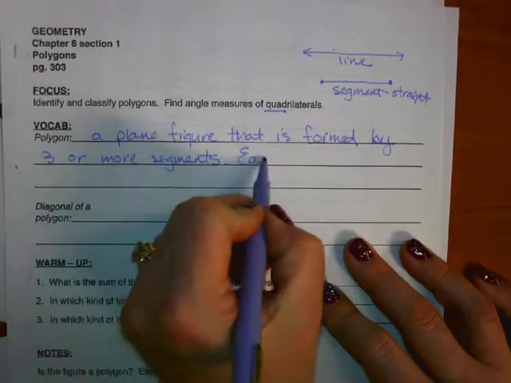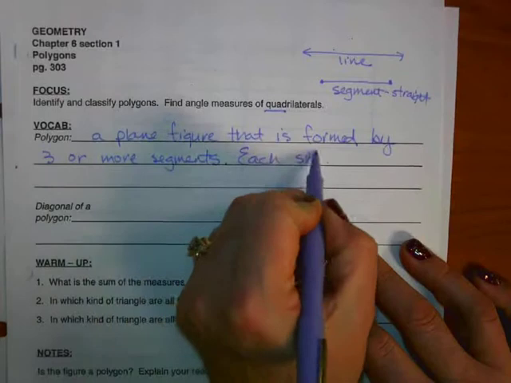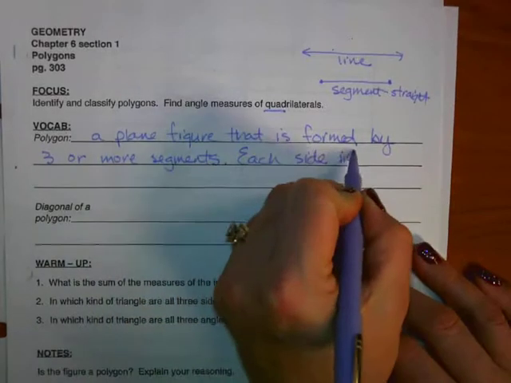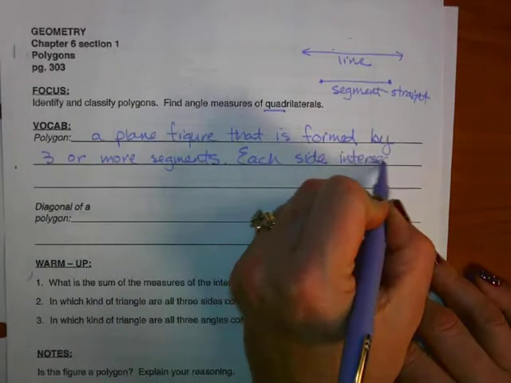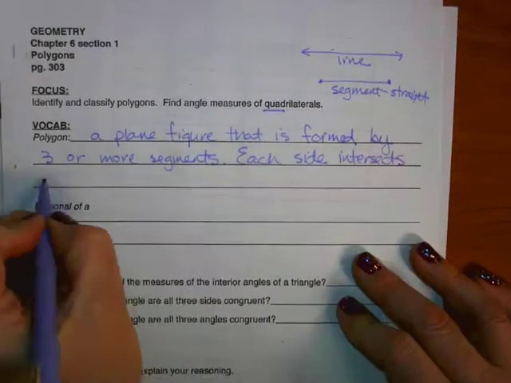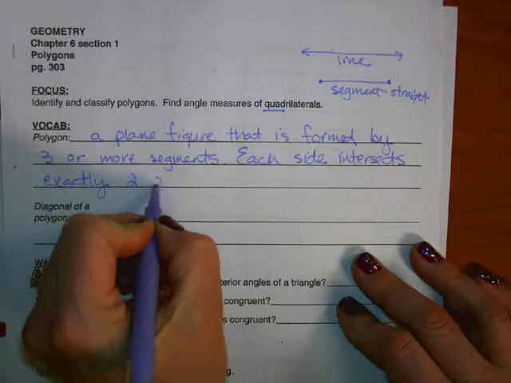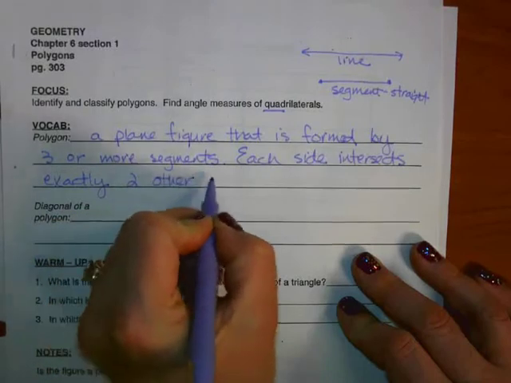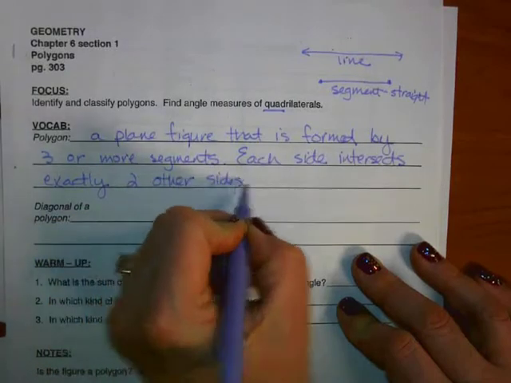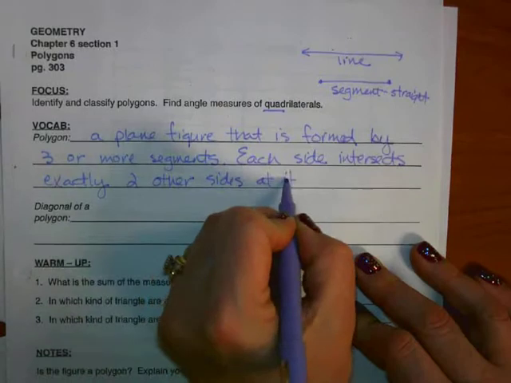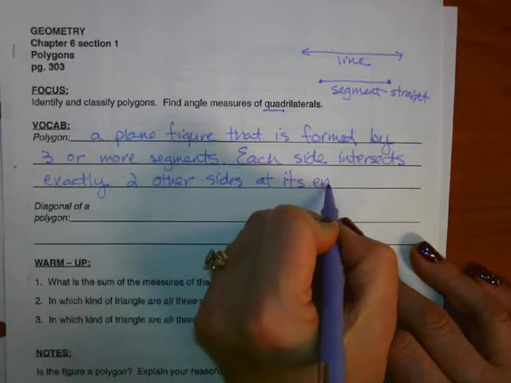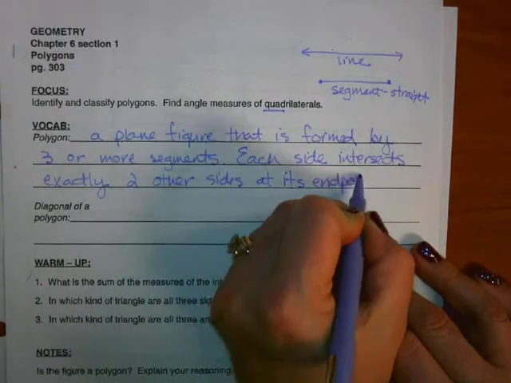Each side intersects exactly two other sides at its end points.